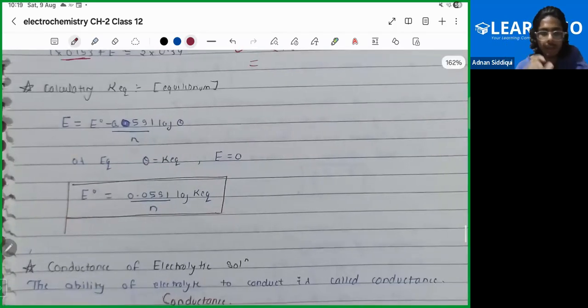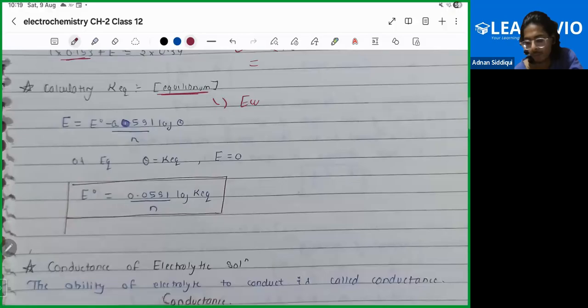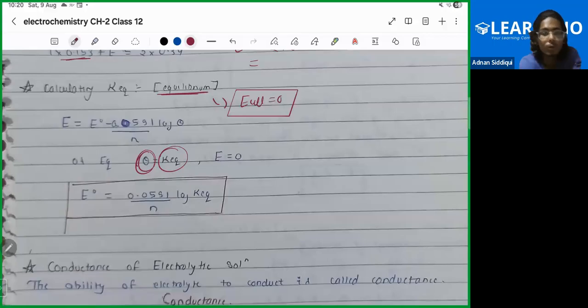So if in your question they have given the equilibrium condition, what modification can you make to your Nernst equation? At equilibrium, your E cell is 0, because at equilibrium you are not observing any sort of reaction. The things are at equilibrium, they are not moving. The electron exchange has stopped. There is no redox reaction occurring. So at equilibrium, your E cell will become 0 and your reaction quotient will become K equilibrium. Both have the same meaning, but K equilibrium signifies that your reaction is at equilibrium.